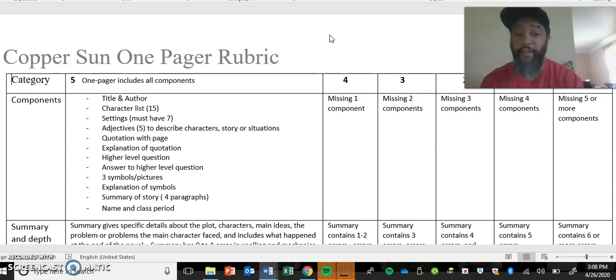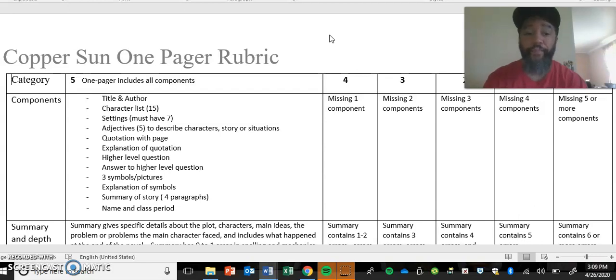We need a quotation with the page number. So, which this is going to be, I would probably just go to the Copper Sun PDF that you Google, and that will show you about what page it's on. But yeah, just go there, find a quotation from a character that just kind of exemplifies that character or that story or that situation. Explain the quote. Why is the quote important? So you need to have a quotation. Somebody's quoting something, and why is that quote important?